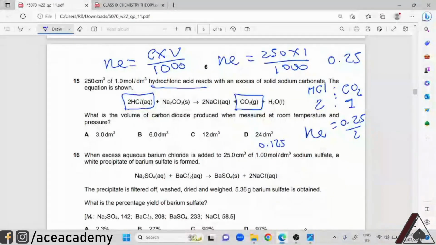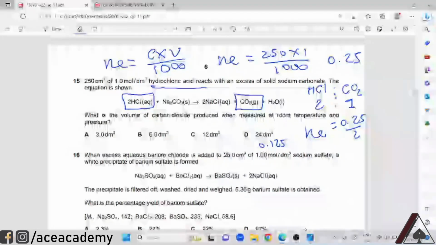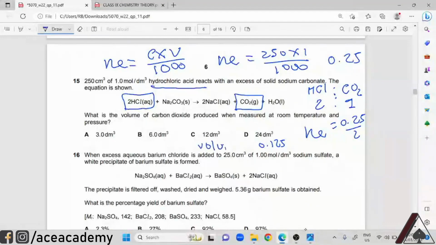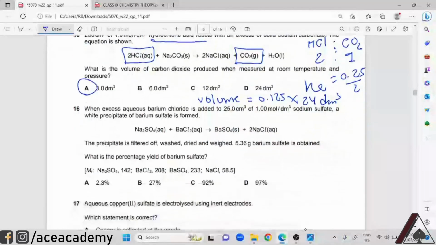And we know that in order to get the volume, we have a formula that is volume equals mole into molar gas volume, and we know that the molar gas volume is 24 dm cube. So the volume will be equal to moles into molar gas volume. We get 3 dm cube as our answer.